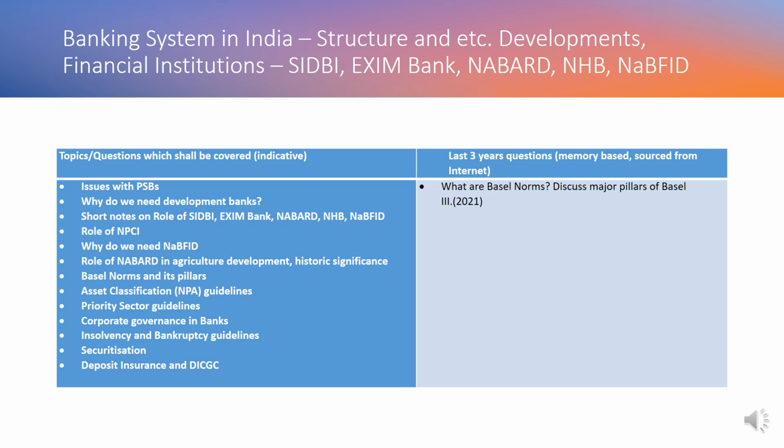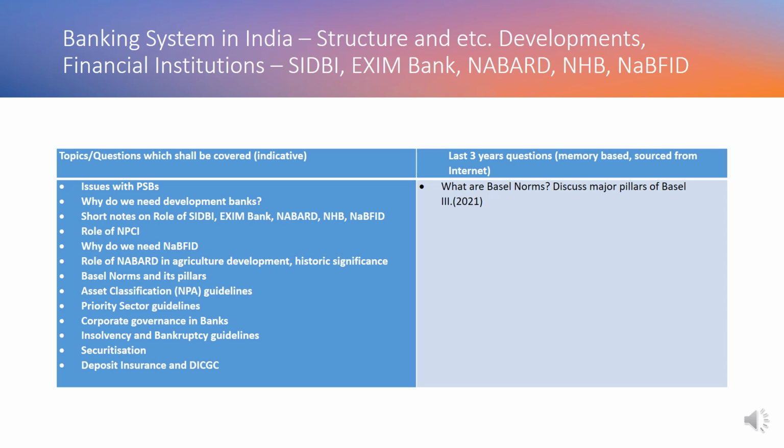Basel norms and their pillars, basically Basel 1, 2, 3, and then the different pillars of Basel norms. Asset classification, again an important area. Priority sector guidelines, another important area. Corporate governance, because of late there has been a lot of talk about corporate governance in banks. RBI has also issued certain guidelines. You can check those out.